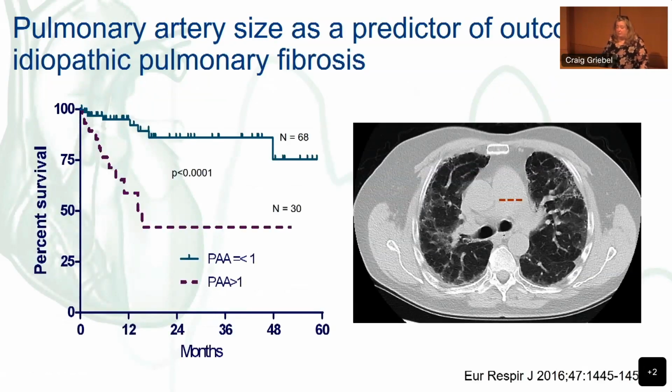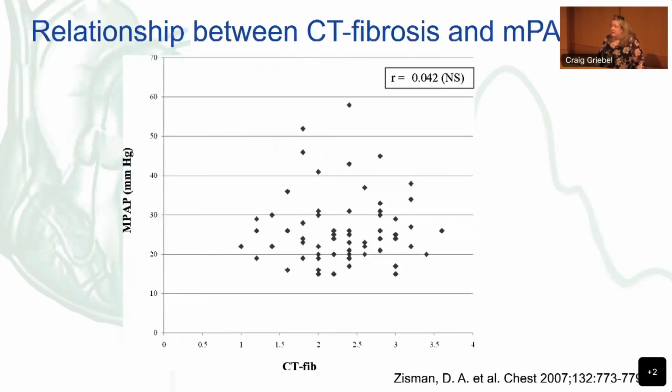Here's an example of the pulmonary artery size. I had to, right before this morning, I was looking at my talk, and this red line was over here. But the red line should be across the main pulmonary artery, and you can see that this is bigger than the accompanying aorta. And when you see that the pulmonary artery to aorta ratio is greater than 1, this line, worse prognosis. But we can't predict based on size or based on degree of fibrosis what the mean pulmonary artery pressure would be. It's kind of yes, no.